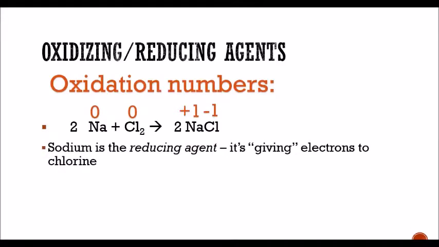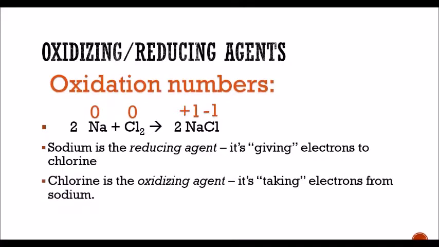We could also say that sodium is the reducing agent. It's the thing that's giving the electrons to chlorine. Remember, reducing agents get oxidized. Chlorine is the oxidizing agent. It's the thing that's taking those electrons from sodium, the thing that's helping that happen. So it's the oxidizing agent, and of course it gets reduced in that process. Clear as mud? Perhaps.